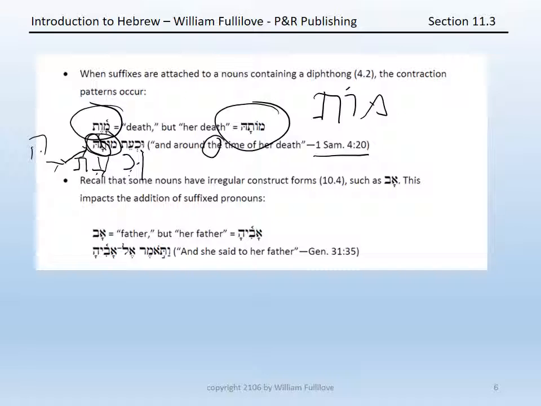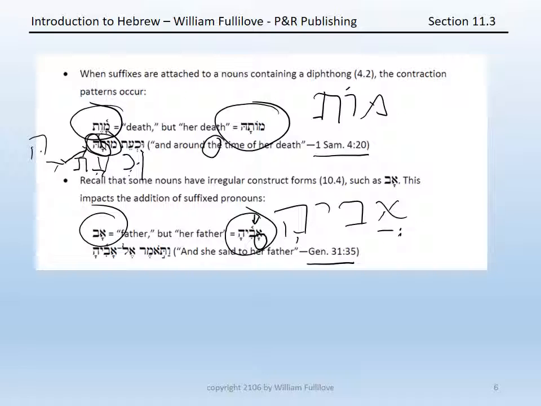Fourth, remember that some nouns have irregular construct forms. If you have an irregular construct form, the possessive suffixes will be attached to that irregular form. For instance, we have av, father, but the construct form was avi. The addition of the suffix then will be to avi. You have avihah. In this case, if you wonder why you do not have avihah with stress on the first syllable, it's because of the stress moving to the second syllable.